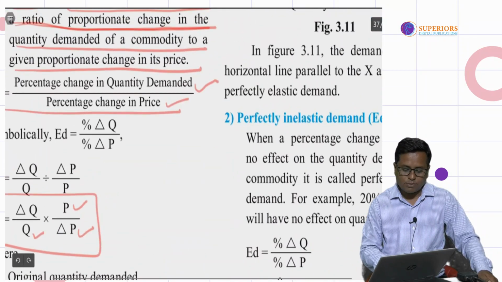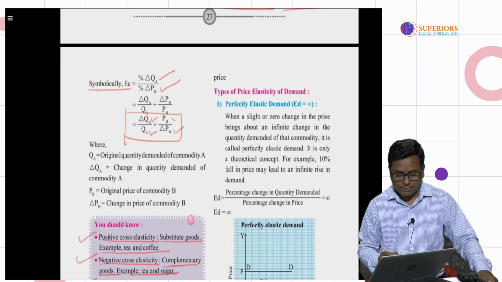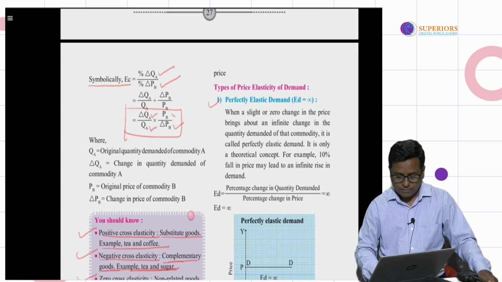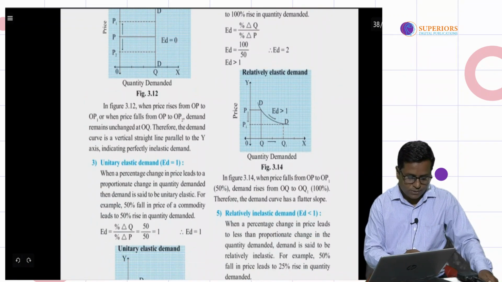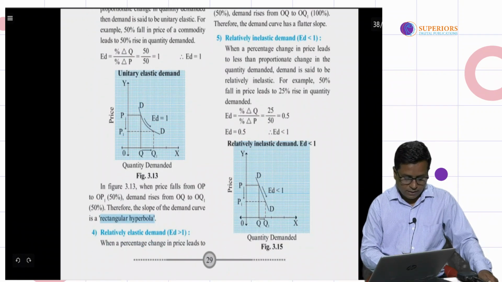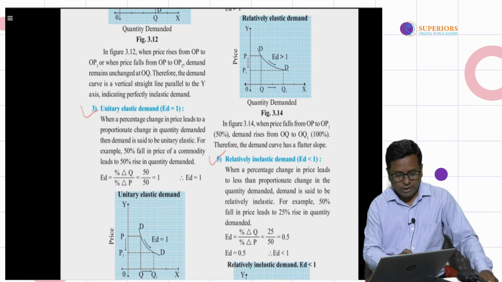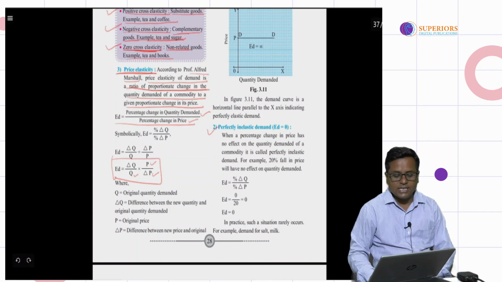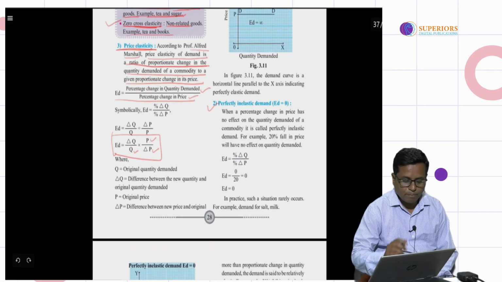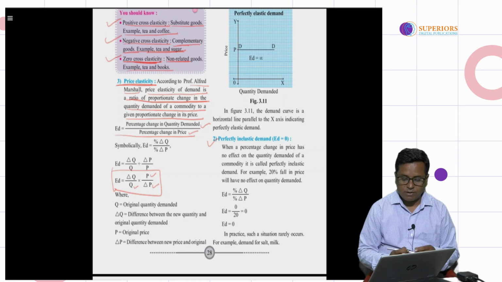There are 5 types of price elasticity of demand. How many types? 5 types. Perfectly elastic demand, perfectly inelastic demand, unitary elastic demand, relatively elastic demand, and relatively inelastic demand. These are the 5 important types of price elasticity of demand that we are going to learn in this video. I hope you have understood the concept of price elasticity of demand and its formula. Now we are going to discuss the types of price elasticity of demand.